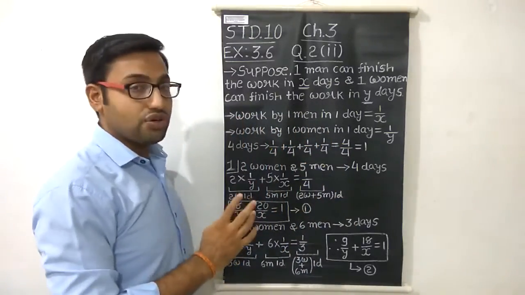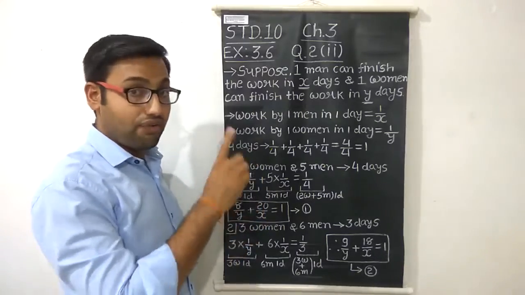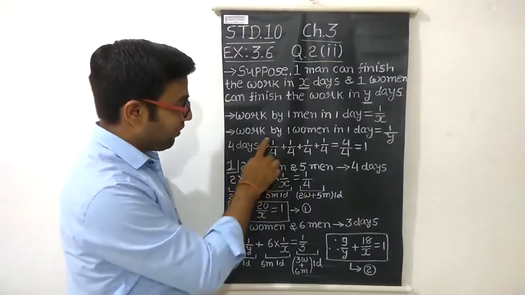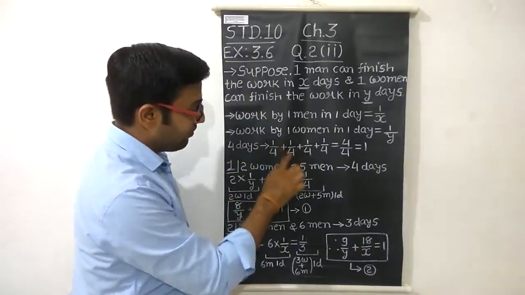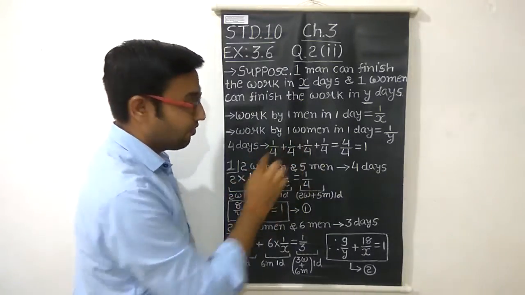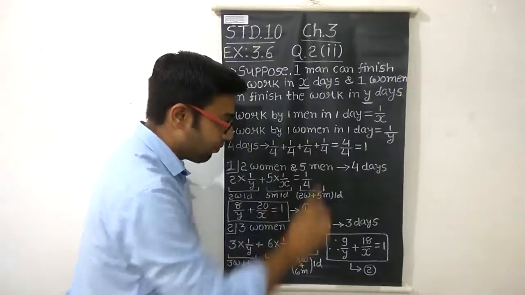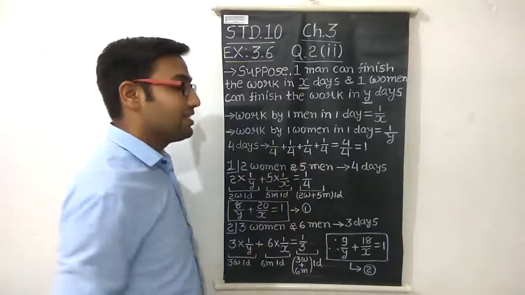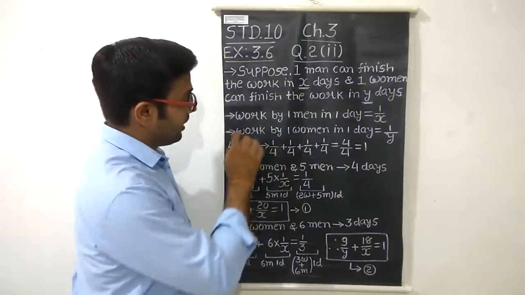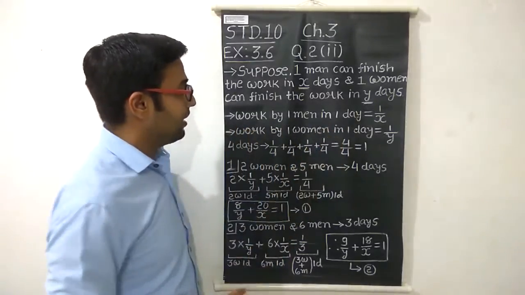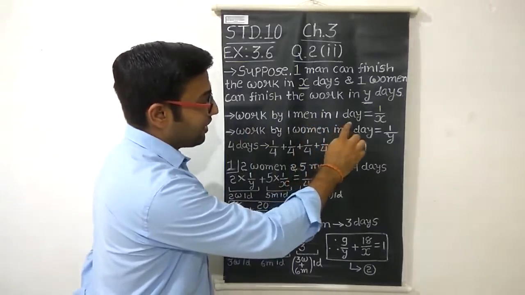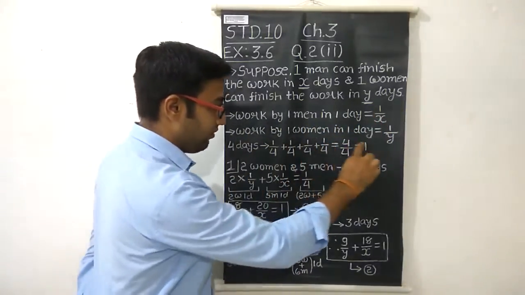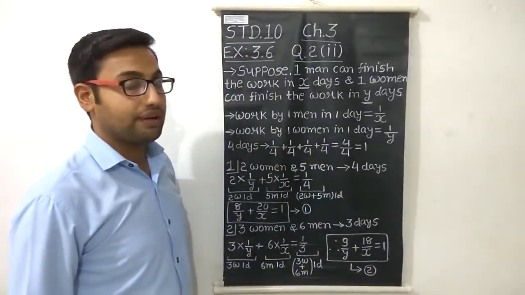So what is the fraction of 25 out of 100? That is 1 upon 4 again. So 1 upon 4 is 25%, again 1 upon 4 is 25%, 1 upon 4 is 25% and 1 upon 4 is 25%. In this way you can also understand these things. So now this is clear in your mind that one man in 1 day can finish 1 upon x work and one woman in 1 day 1 upon y work.